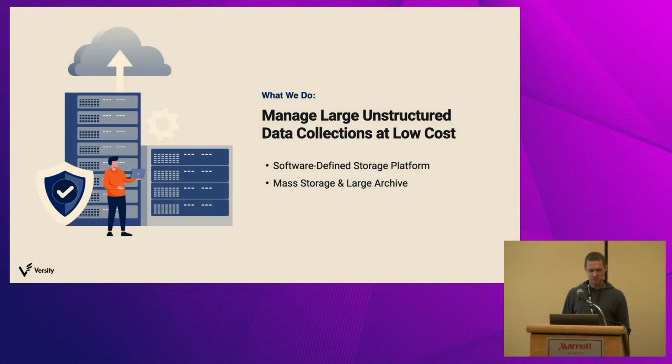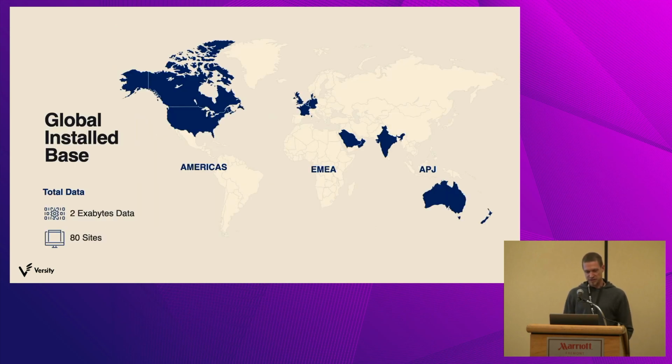A little bit about Versity, just so that you can understand how we're using the gateway, is that we ship software that manages large-scale archive systems. The underlying file system is an open-source distributed file system, and then we have some proprietary archive manager that runs on top of our file system that manages all of the archive tiers. Global install base, under management, about 2 exabytes of data, 80 sites, just to kind of give confidence that we're here for the long term.